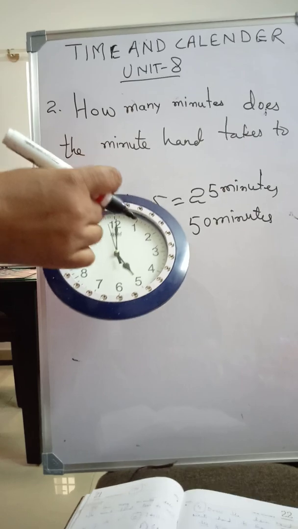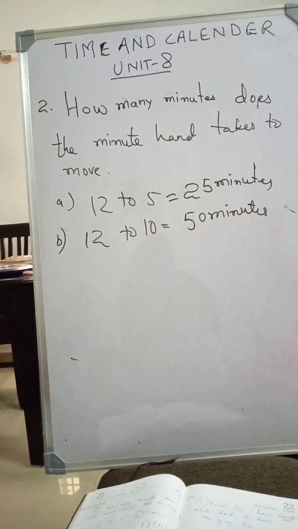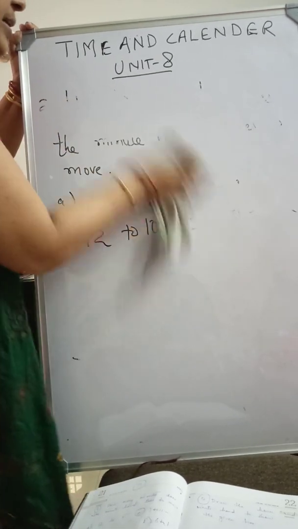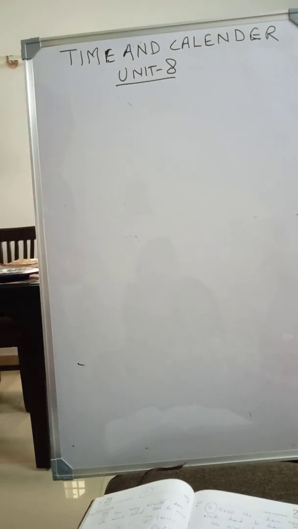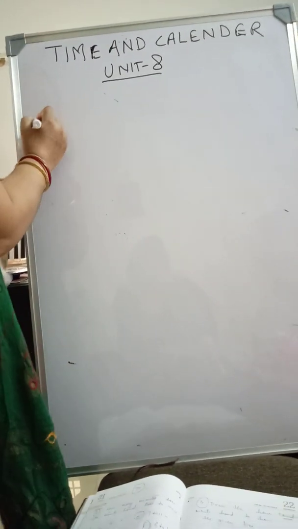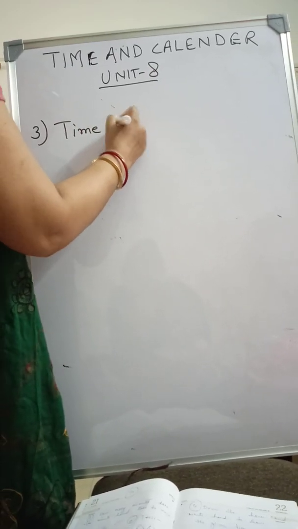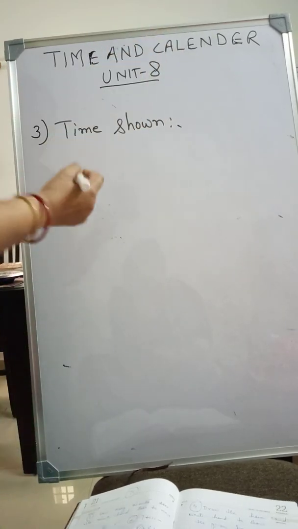Okay, so now come to the next question. Similarly, you have to do question number 2. Now let us come to question number 3. In question number 3, you have to write the time shown in the picture. You have to give the time that is shown in the picture.